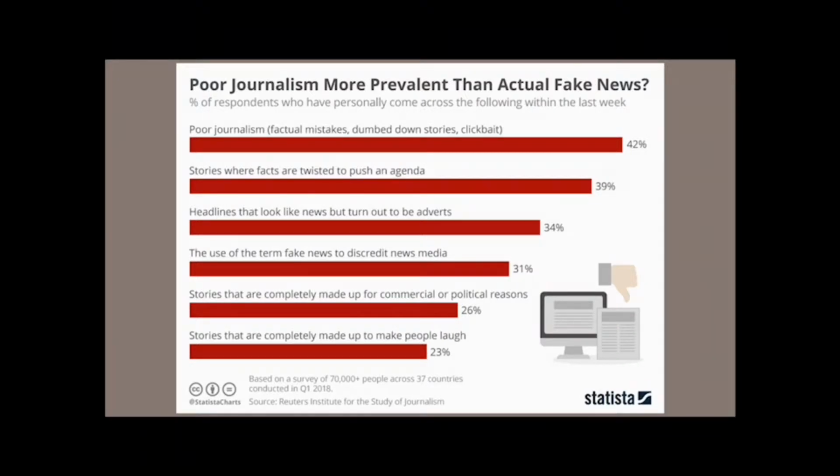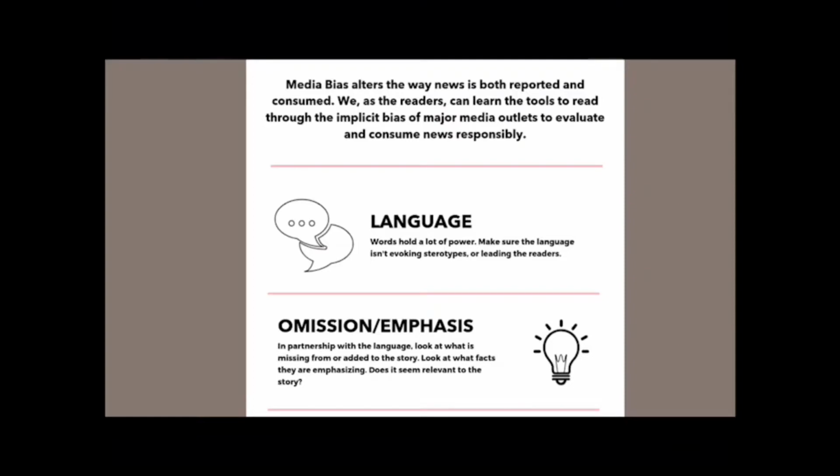So how do we look past that poor journalism and the implicit bias, and what are we really looking for when we are trying to evaluate media bias? So we as the readers can learn the tools to read through implicit bias of major media outlets to evaluate and consume news responsibly. So things we always want to look at are language.